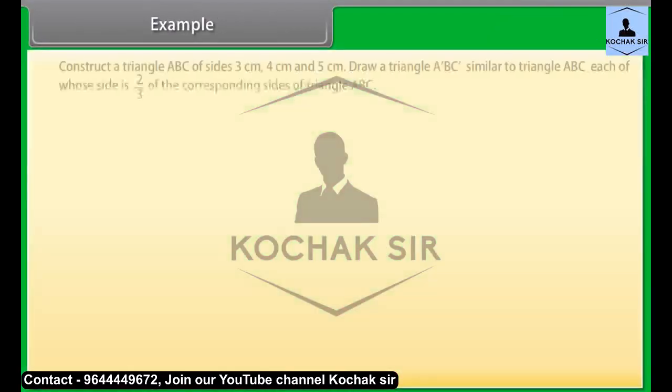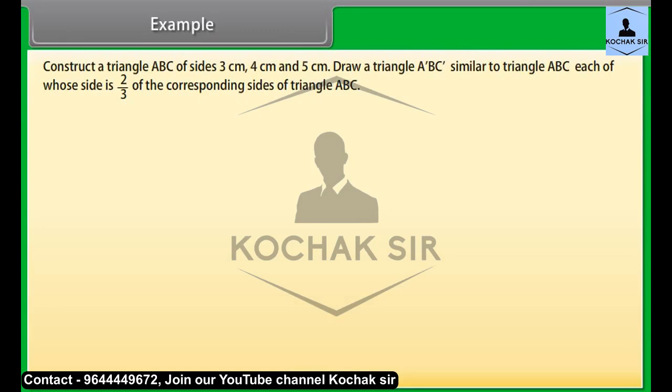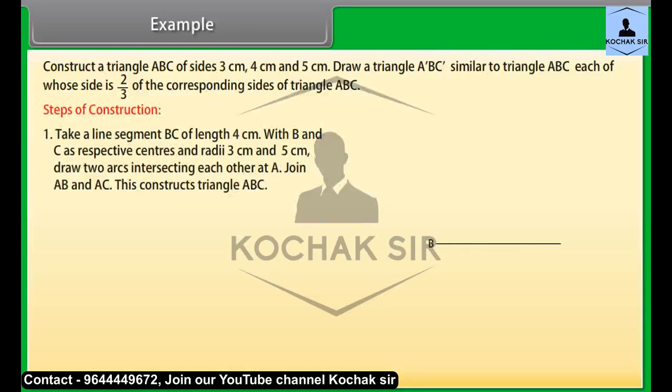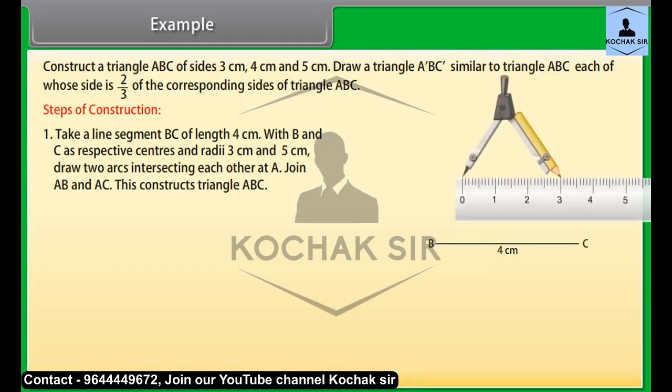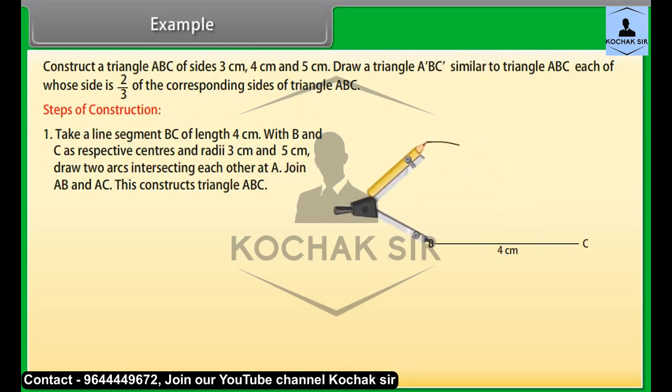Example. Construct a triangle ABC of sides 3 cm, 4 cm and 5 cm. Draw a triangle A'BC similar to triangle ABC, each of whose sides is 2/3 of the corresponding sides of the triangle ABC. Steps of construction. Take a line segment BC of length 4 cm. With B and C as respective centers and radii 3 cm and 5 cm, draw two arcs intersecting each other at A. Join AB and AC.